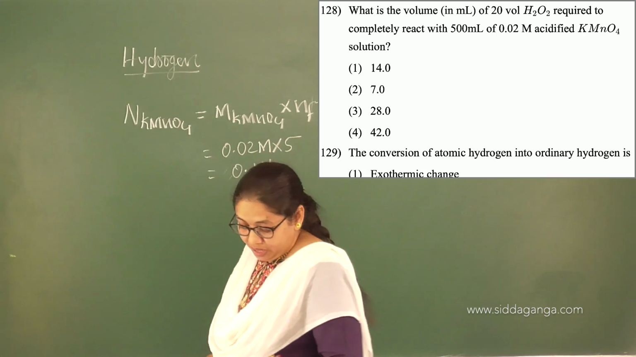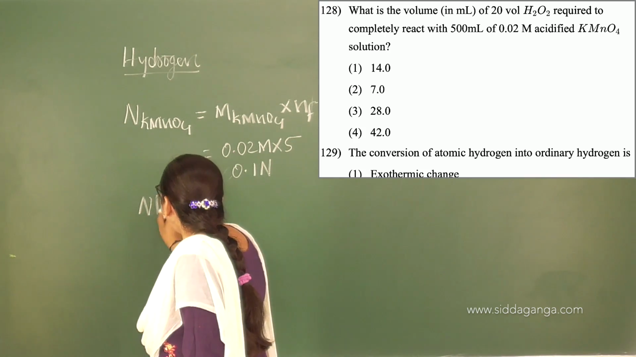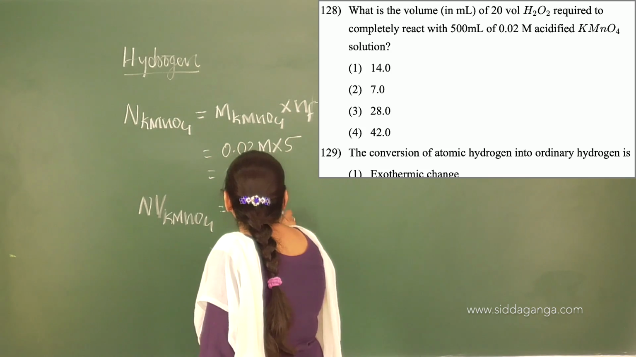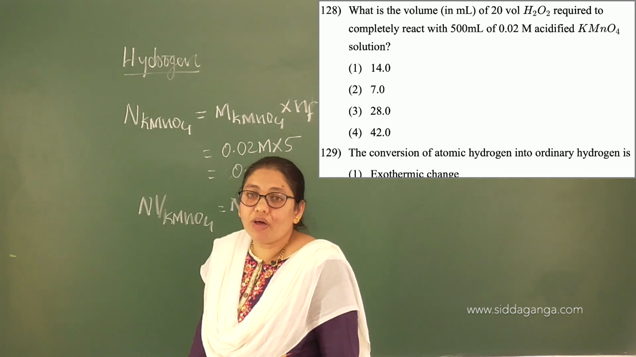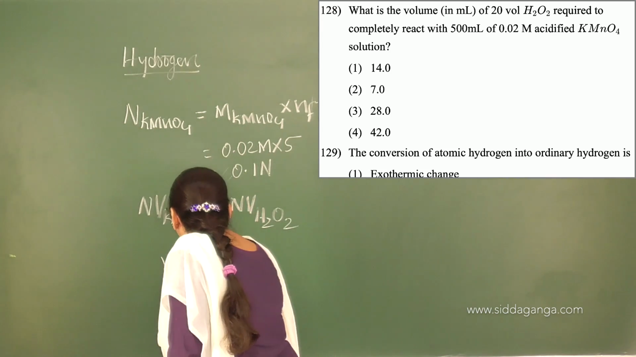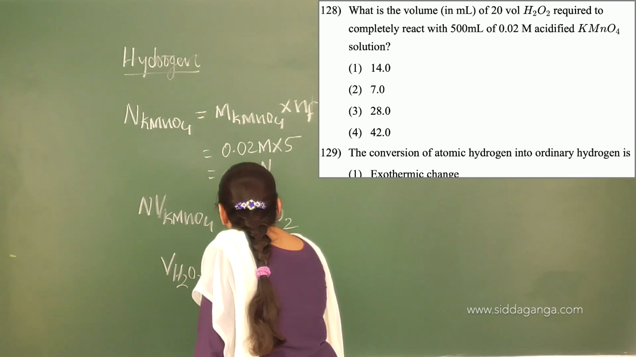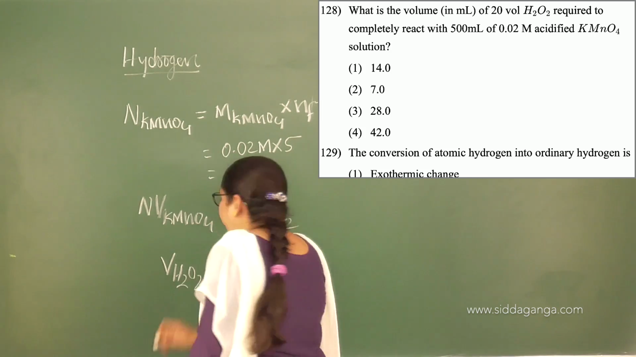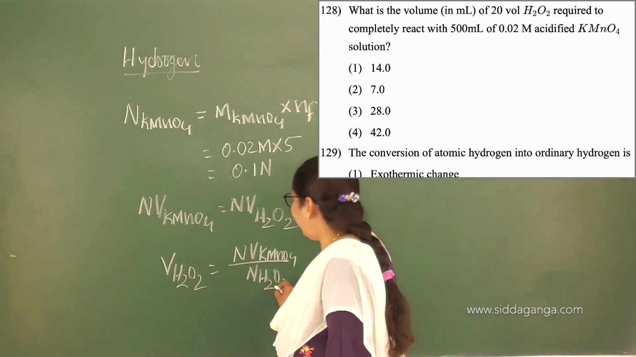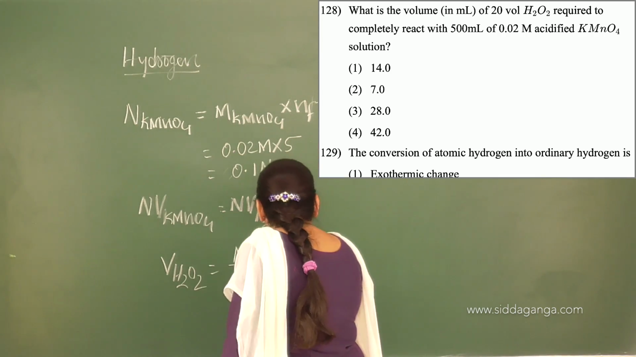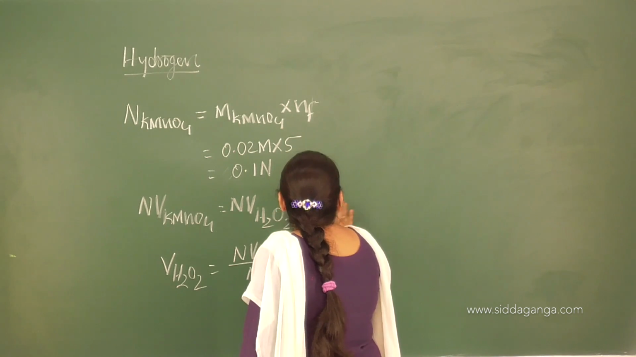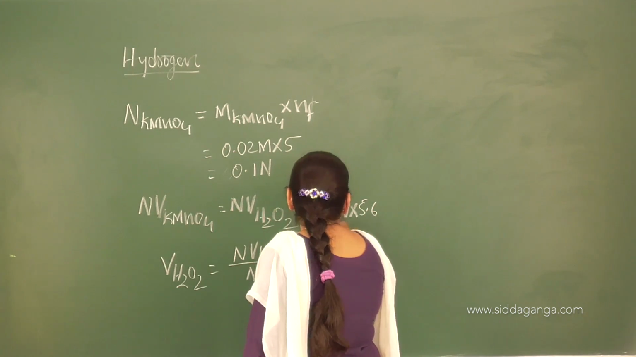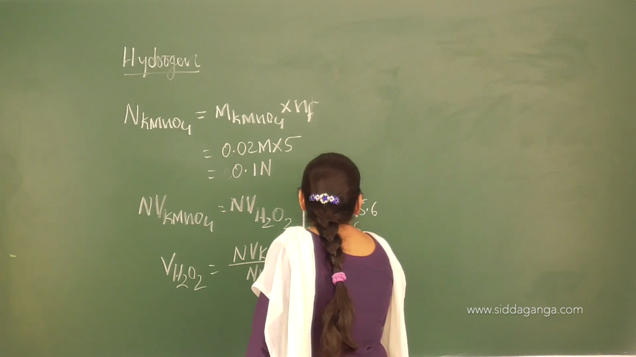Next, from this we can calculate. We have the relationship that normality times volume of KMnO4 is equal to normality times volume of hydrogen peroxide. We have to calculate the volume of 20 volume H2O2. So volume of H2O2 is equal to normality times volume of KMnO4 divided by normality of H2O2. We don't know the normality of H2O2, but for that we have a relationship: volume strength is equal to normality into 5.6. We want normality, so normality is equal to volume strength divided by 5.6.